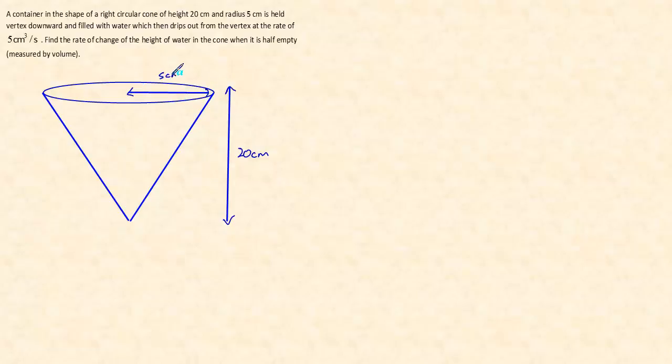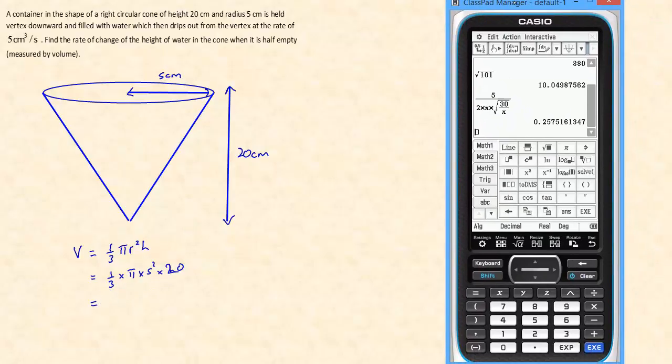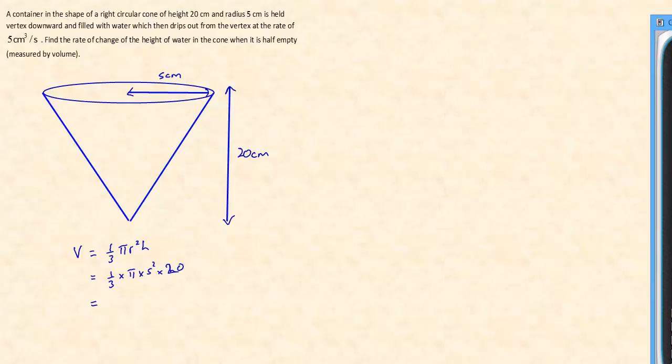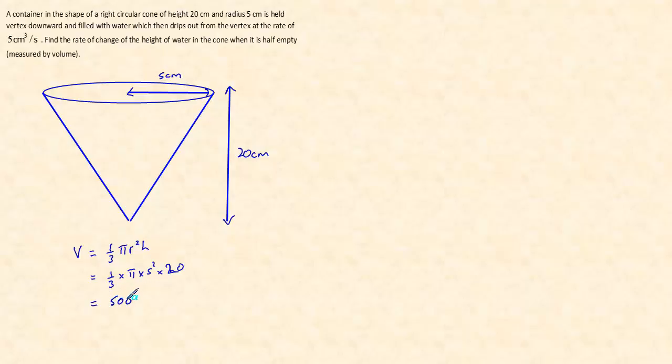is 5 centimeters. So that gives us the volume of the cone, because we know that volume for a cone is going to be 1/3 pi r squared h. So that's 1/3 times pi times 5 squared times h, which is 20. So 25 times 20 is 500. So it's 500 pi by 3. So that's the whole cone.